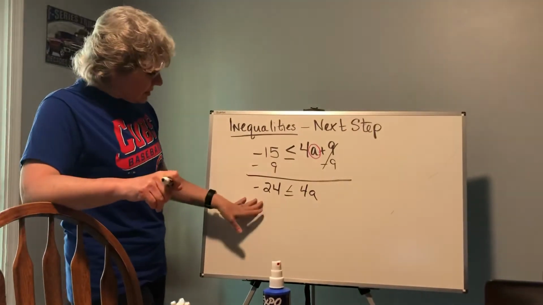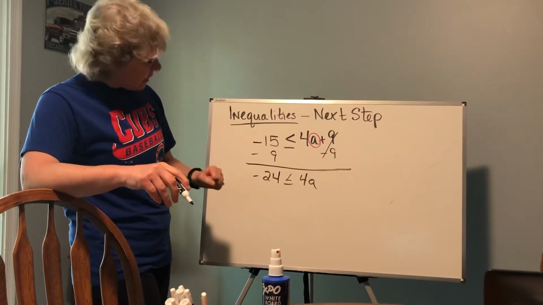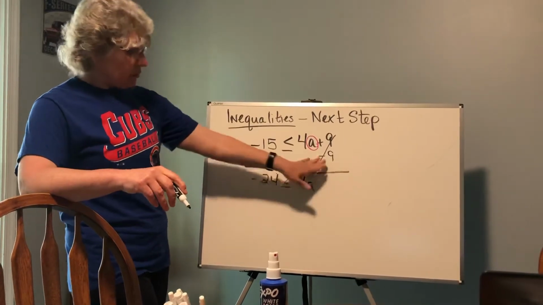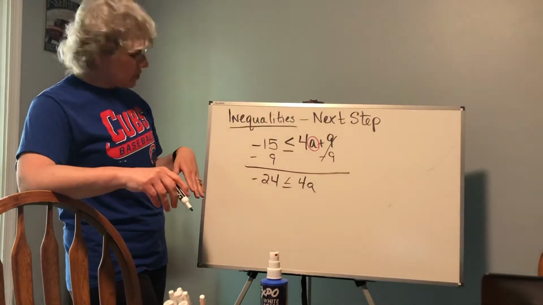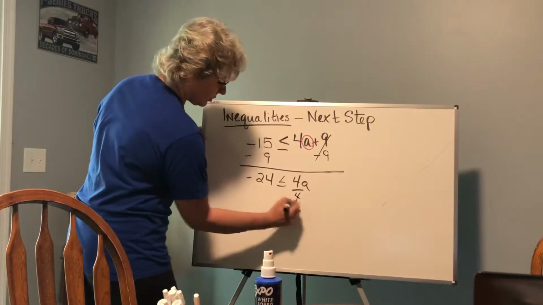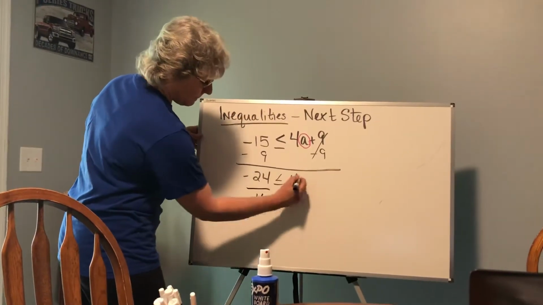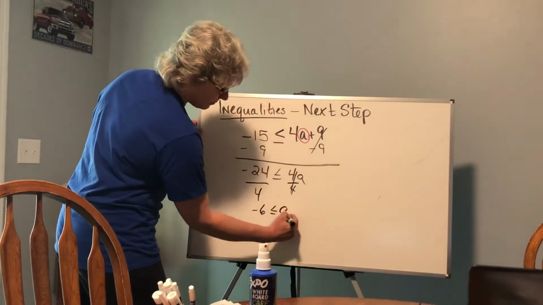That brings us to this step here. Now, again, our variable has not been isolated, so there's another step. We did our first step: we undid our addition or subtraction. Now we have to undo our multiplication or division. So here we have multiplication, so we're going to divide each side by that positive 4, which is going to leave us with negative 6 is less than or equal to a.